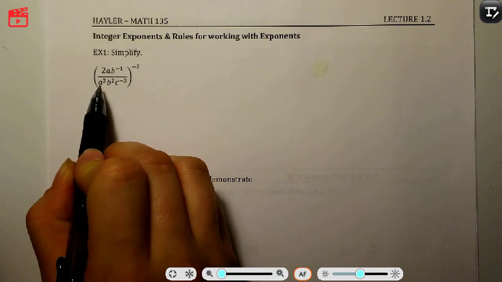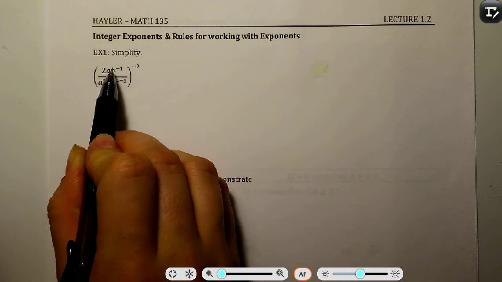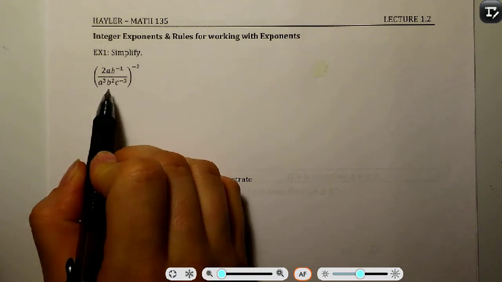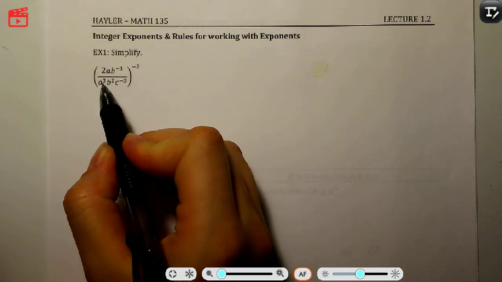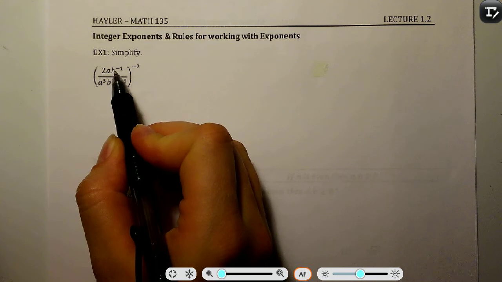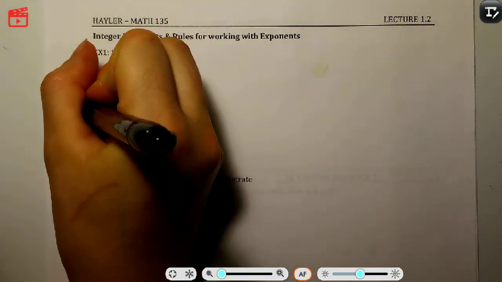How about the bottom? A, b, and a c. Still, none of them are the same, so I can't simplify on the top or bottom. So let's look at the whole fraction. I see an a on the top and an a on the bottom, so I know I can simplify those. I also see a b on the top and a b on the bottom. So I'm going to go ahead and work with simplifying those.